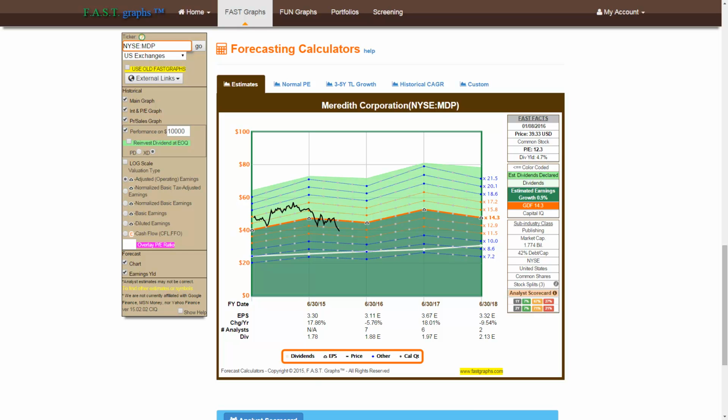Valuation is a three-phase process. You must look at past, present, and most importantly, the future prospects of the company, because that is where your return is going to come from, the future, not the past.